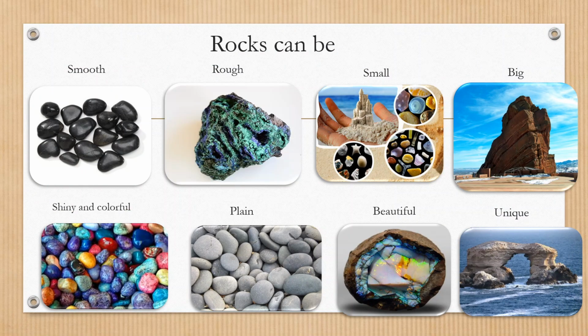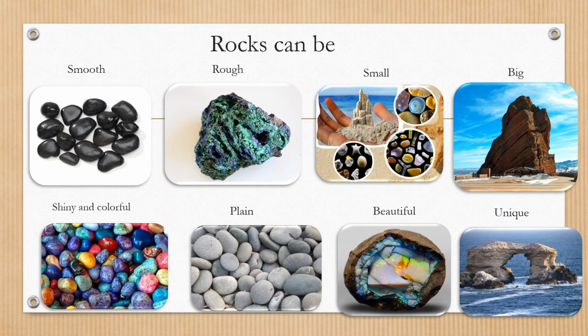So we are discussing rocks, and I would like to show you this. Rocks can be very different from each other. Some rocks are smooth, others are rough. When you go to the beach, maybe you see small rocks. Look, this is sand, but when you look using a magnifying glass, you can see these tiny pieces of the ocean and rocks.